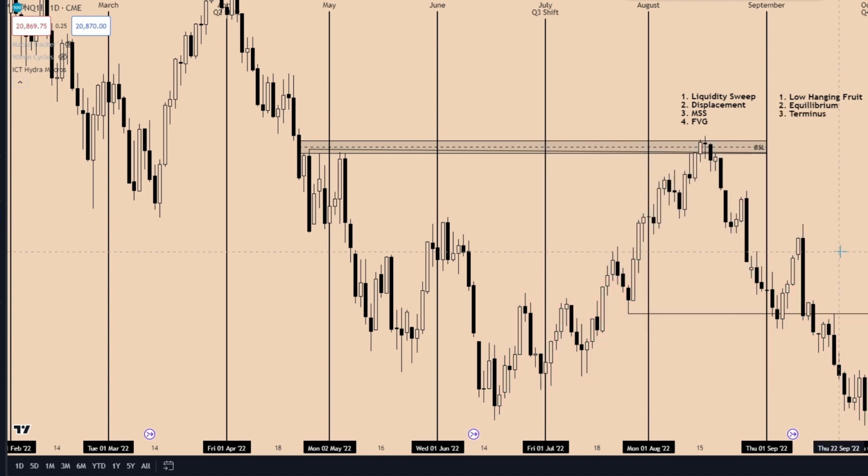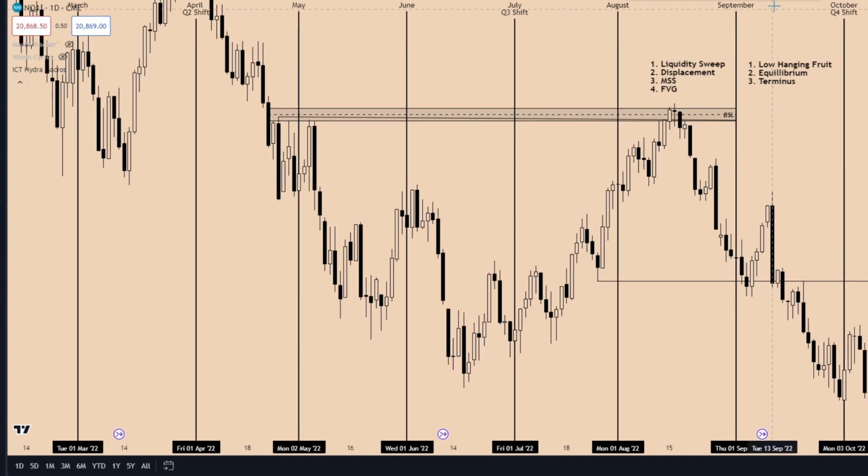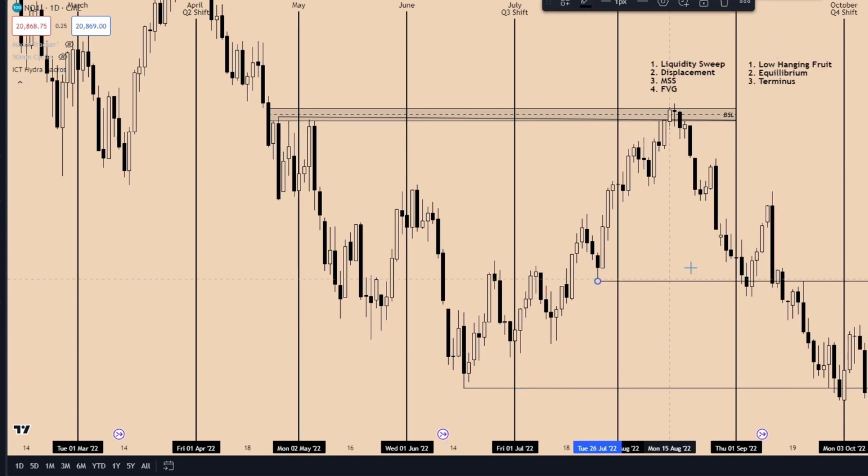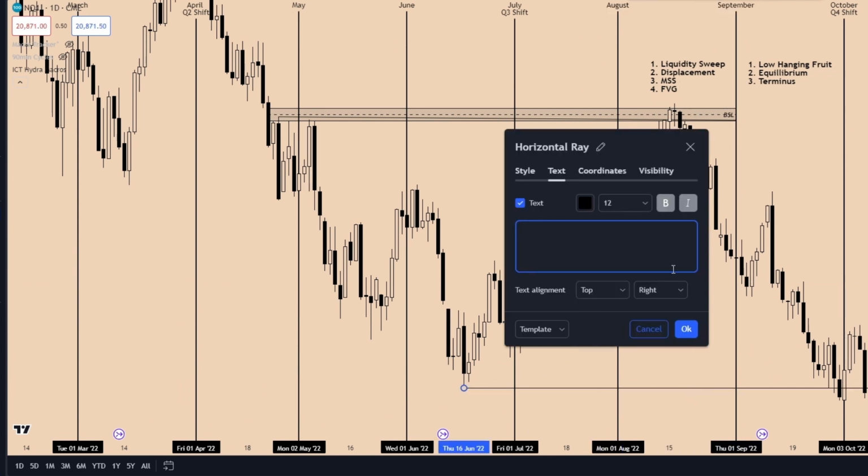Now, our third targeting option is to target that market maker terminus, right? That terminus is the price point where the market maker model concludes. That's just going to be the low of the initial consolidation, right? If you're bullish, you're going to be looking for the high of that initial consolidation. So if we take a horizontal line and we delineate where this is right here, we can take this off of the chart. This is going to be our market maker sell model terminus.